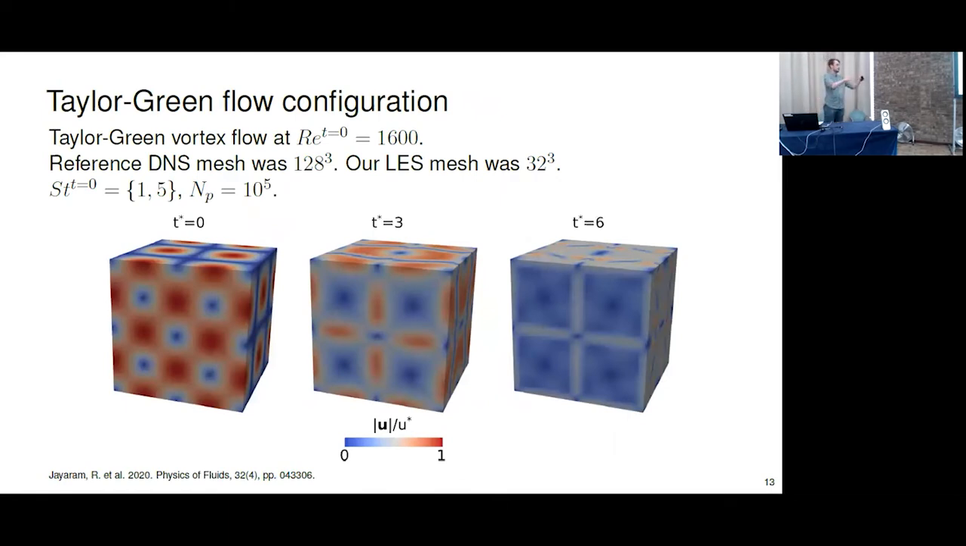And then to test on an unseen case, we performed Taylor-Green vortex flow compared to simulation data in the literature, where our mesh is 4 times coarser. And then we have Stokes number 1 and 5. If anyone doesn't know what Taylor-Green vortex flow is, it's essentially a visualization of how the flow field evolves. We get these box-like flow structures, and then the low inertia particles will become trapped and circulate in these. High inertia particles will pass through and are essentially not disturbed by the flow.